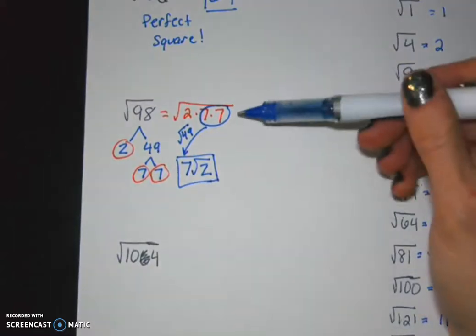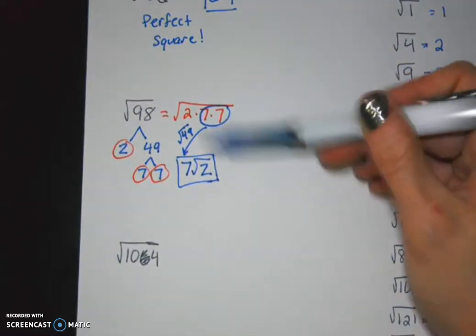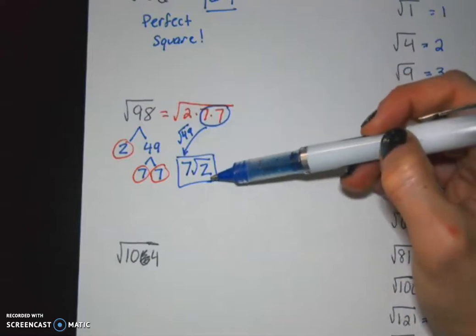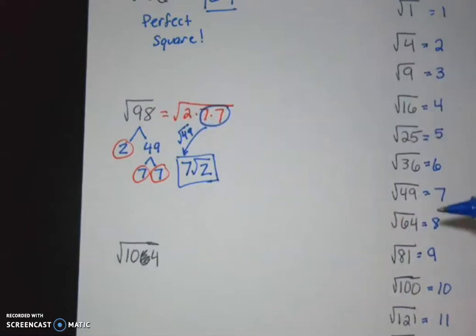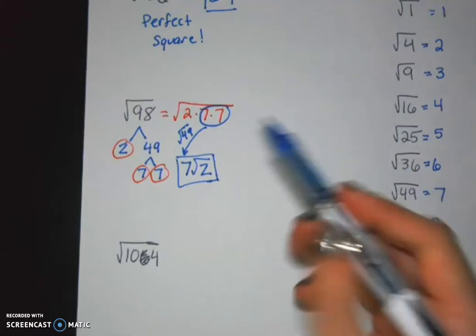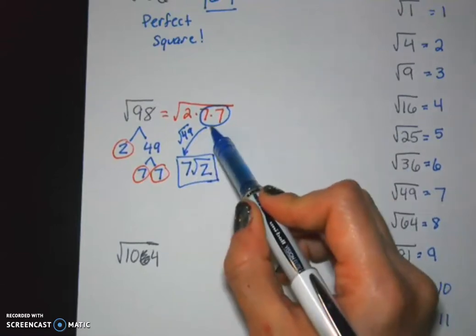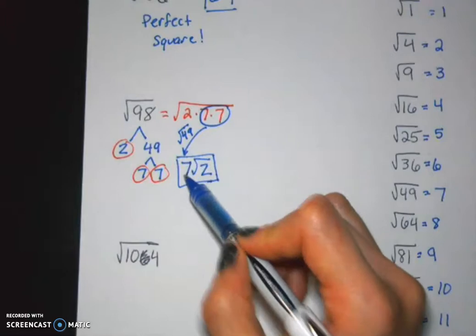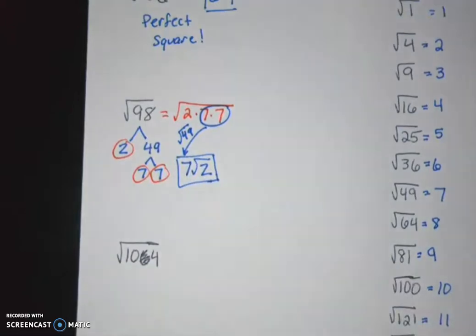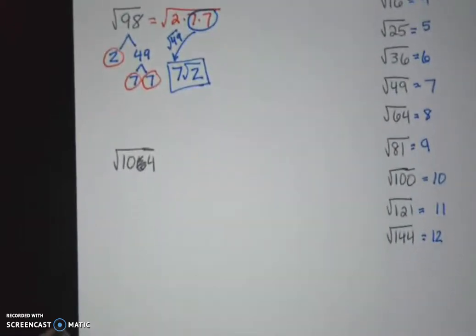Notice that our radical does still have a value in it because 98 is not a perfect square. And you notice that we did actually evaluate the square root of 49 to get 7. Let's try that on another example.